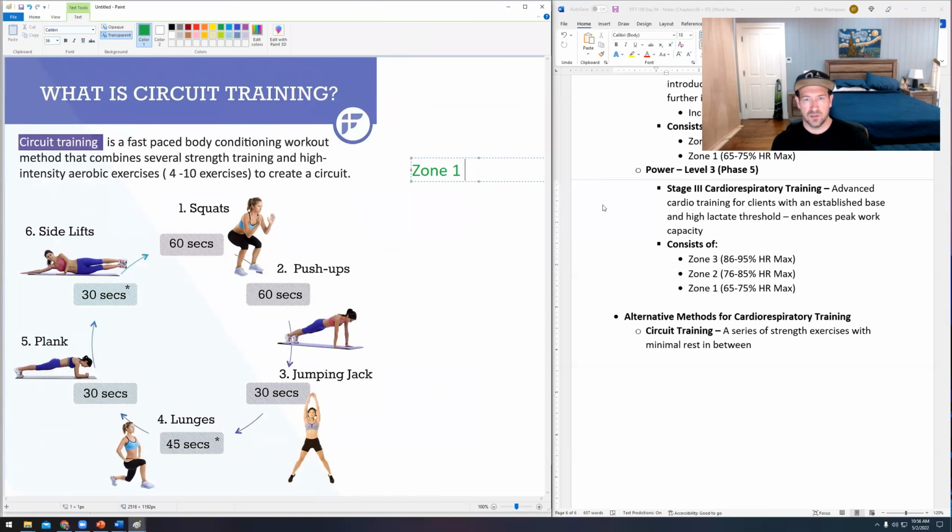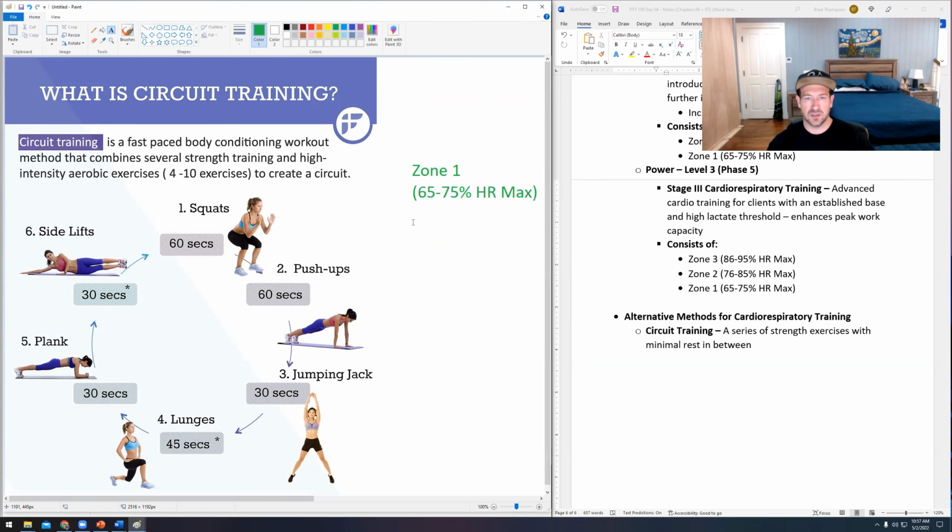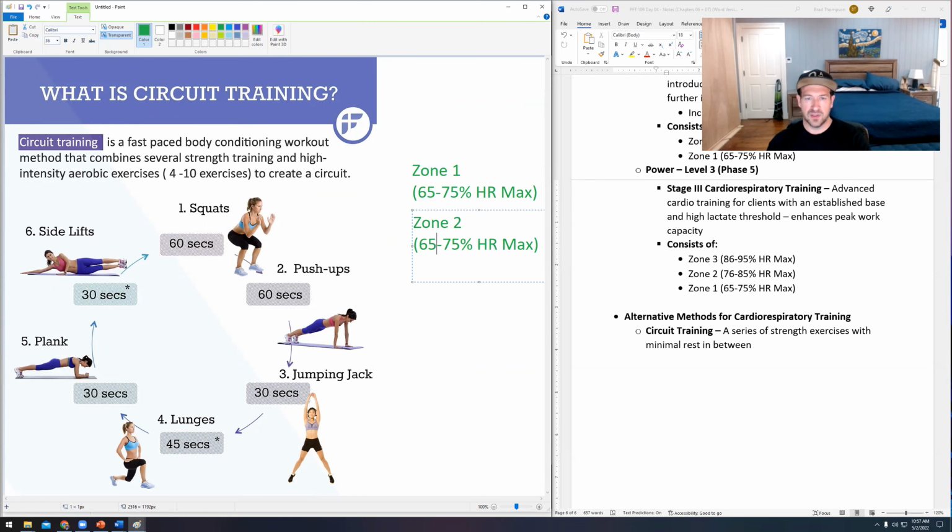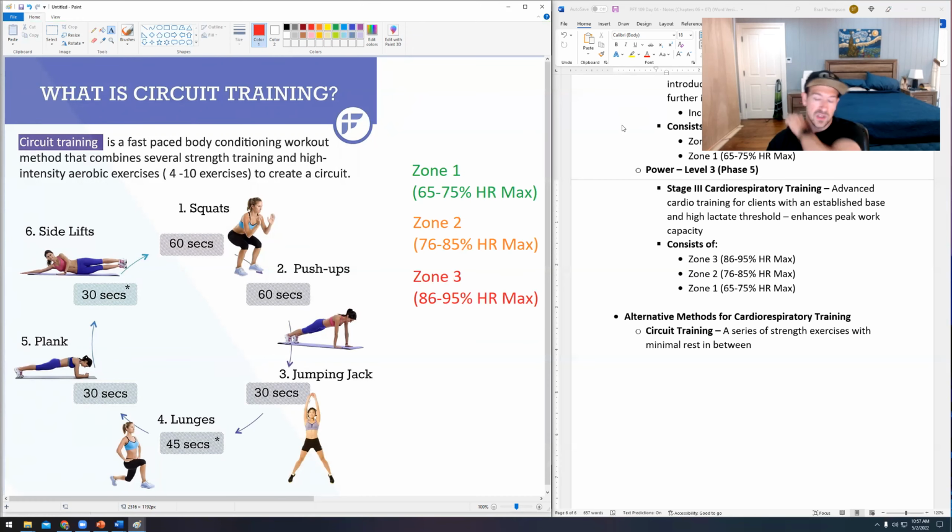Let's say zone 1, right? Again, remember, zone 1 is 65 to 75% heart rate max. And then over here, I got zone 2. That's 76 to 85% heart rate max. We'll put that in orange. And then I got zone 3. That's 86 to 95% heart rate max. We'll put that in red. Okay, so there's my 3 zones here.